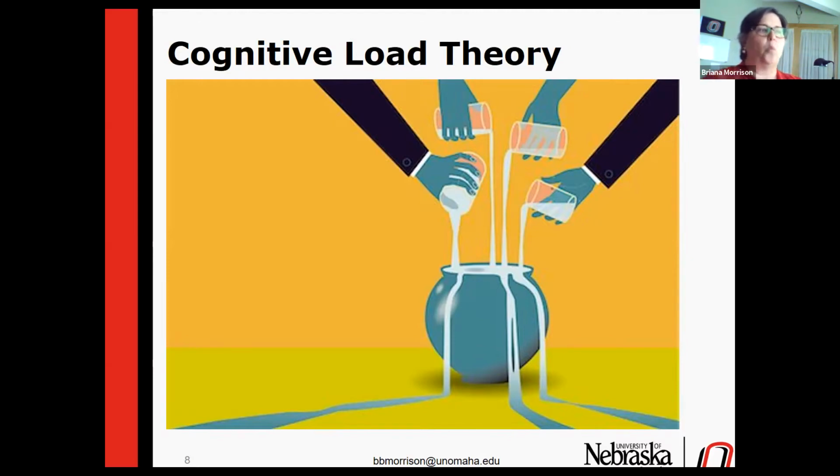Now, the question is, what are those 4 to 7 pieces of information? What are those individual chunks, right? And this becomes the difference between a novice and an expert, and it's the size of those actual chunks. It's what it is that you store in memory.